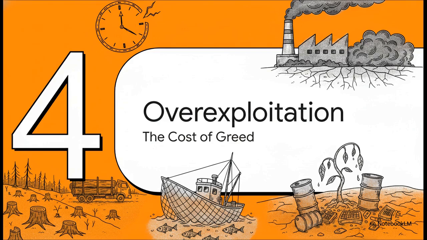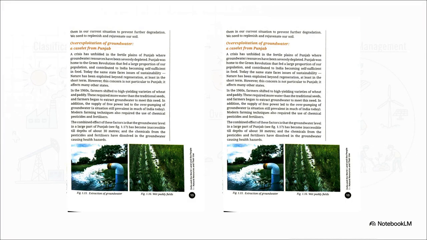Okay, Section 4, the cost of overexploitation. We need to talk about a very real, very serious historical cautionary tale from your syllabus. What actually happens when we push nature too far? Let's travel back to the fertile plains of Punjab during the 1960s Green Revolution. Farmers made a massive shift to high-yielding varieties of wheat and paddy.